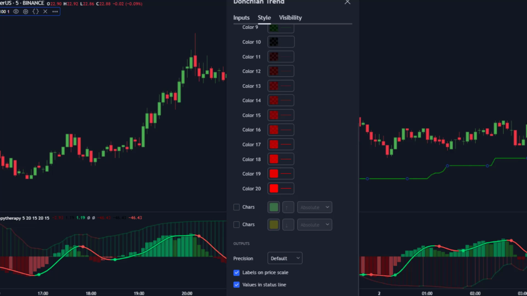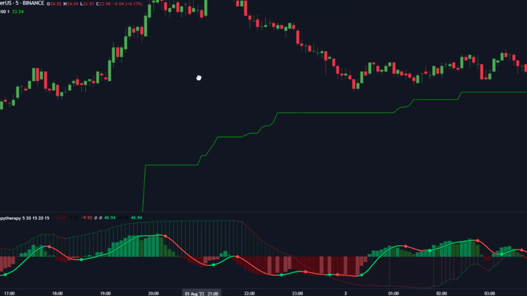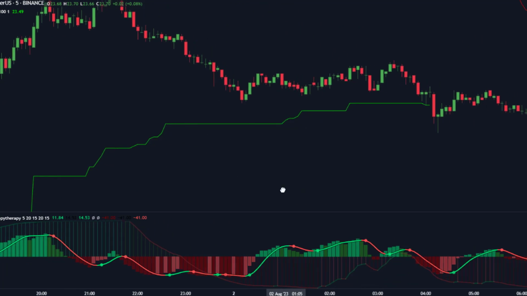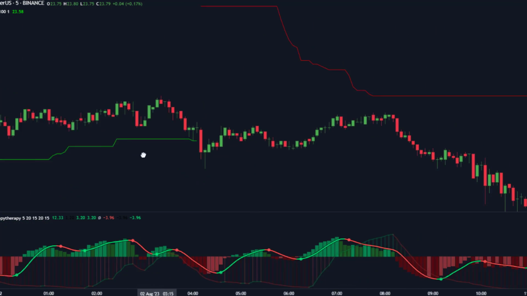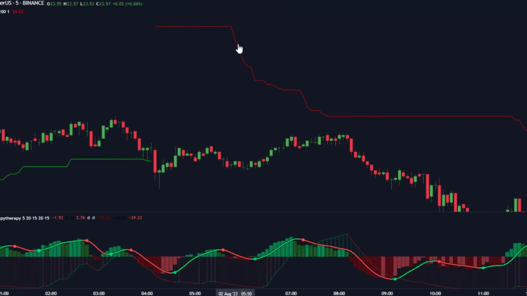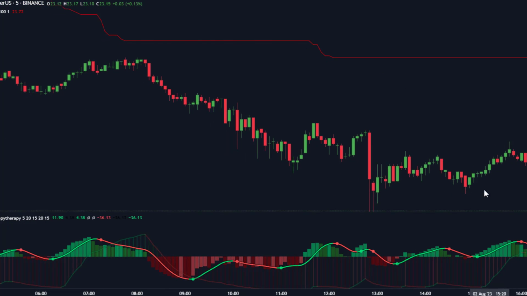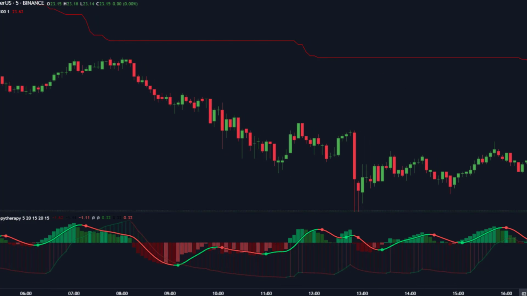As you can see, when price is on an uptrend, the Donchian Trend indicator is below the candle and it is green in color, indicating uptrend. And you can see that when the price is on a downtrend, the Donchian Trend is above the candle and it is red in color, indicating downtrend. This will allow us to identify longevity in the trend in the market.